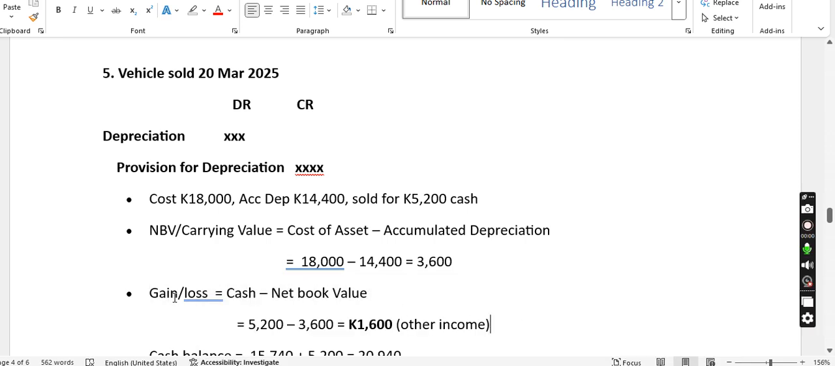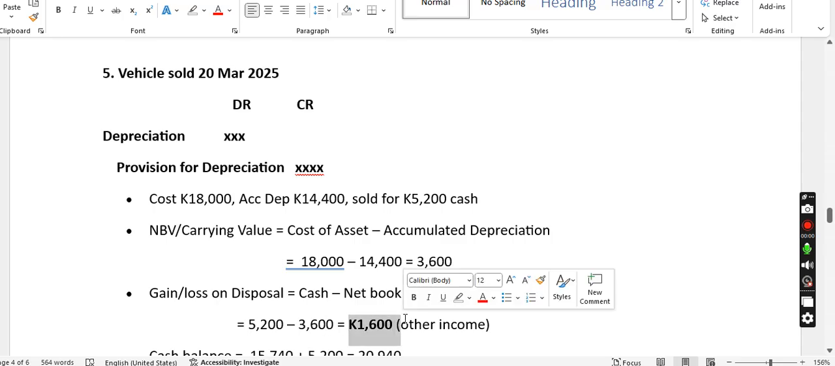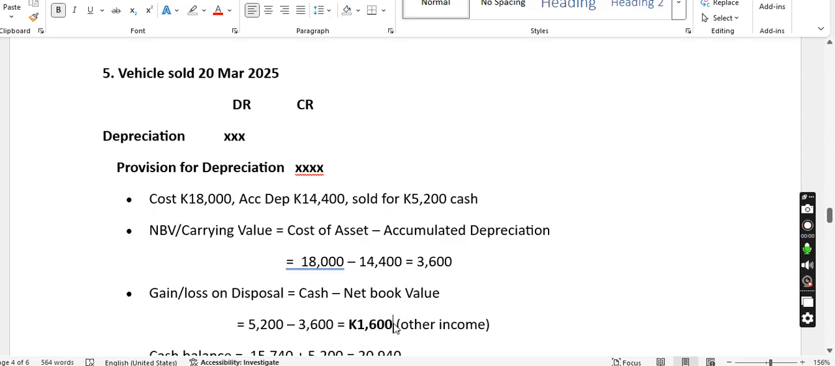So, yes, gain or loss on disposal is cash minus net book value. The cash we sold this for is 5,200, and the net book value is 3,600. So it's like we've made 1,600 as profit. This is what we call gain on disposal. We have made a profit from the sale of this asset.